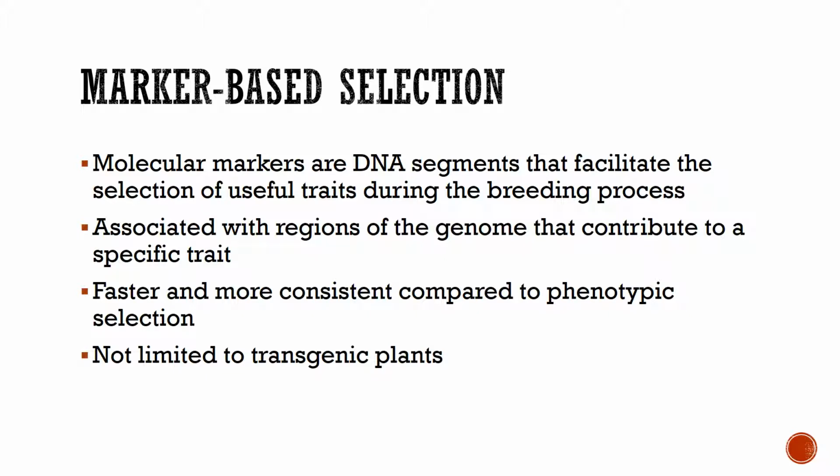So marker-based selection, what are those? It's just a molecular marker, DNA segments, that then facilitates the selection of those useful traits within that breeding process. It's a little bit faster and more consistent when you're looking at the selection part, and it's not limited to the transgenic plants as well. So there's a lot of different ways to look at that. And when you look and read in your book, you'll understand a little bit more of those marker-based selections and why we use them, and how important they are to plant production.